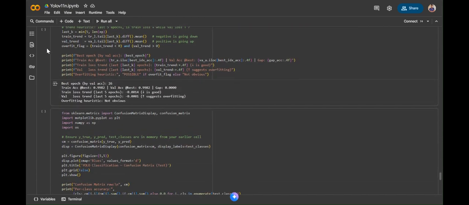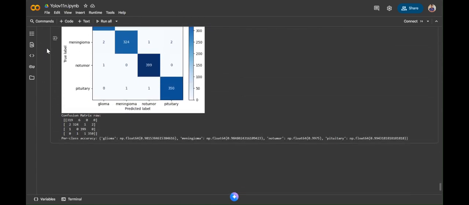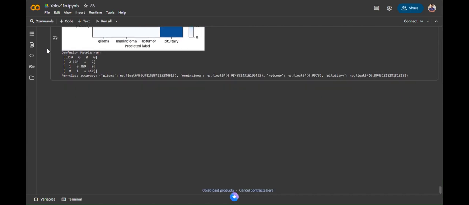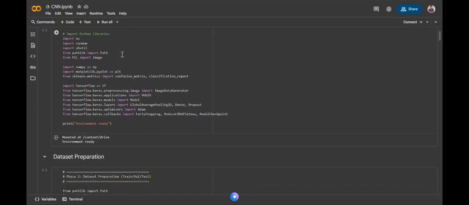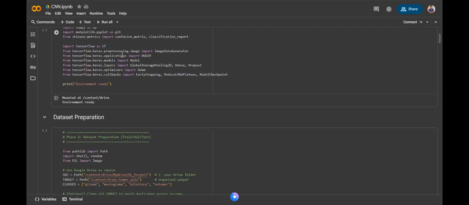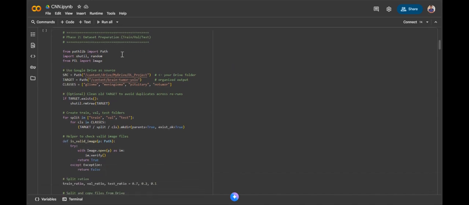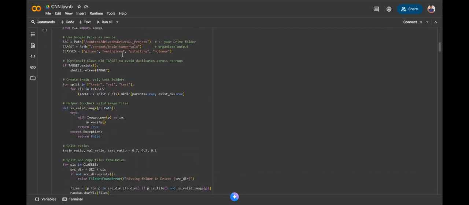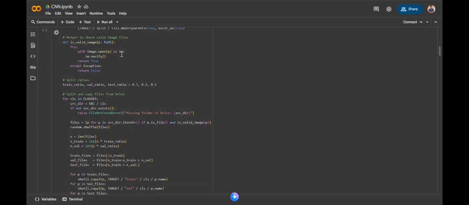Once we understood the dataset, we moved on to the pre-processing phase, an essential step for ensuring the model learns effectively. The first step was image resizing. We resized all MRI images to 224 by 224 pixels for models such as CNN, VGG19, and YOLOv11n. InceptionV3, however, required 299 by 299 pixels, as per its input specifications.